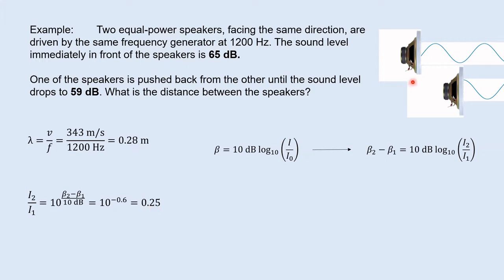So now that the speaker has been pushed back a ways, and we don't know what that distance is, that's what we're trying to find out, the sound intensity has drastically dropped down to 1/4. And there's a little rule that you may have read in your book. The way the base 10 decibel system works is every drop of 3 decibels corresponds to cutting the intensity in half. Let me repeat that. A drop of 3 decibels means half the intensity. Well, if you were to drop the sound decibel level by 6 decibels, from 65 to 62, and then from 62 to 59, then you would cut the intensity in half twice. So this number makes sense.